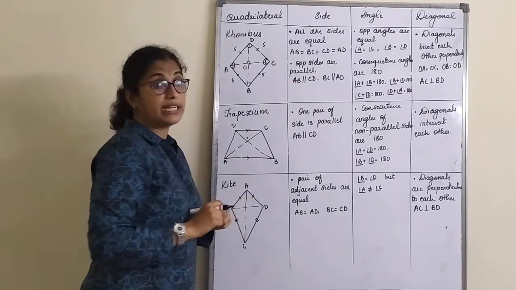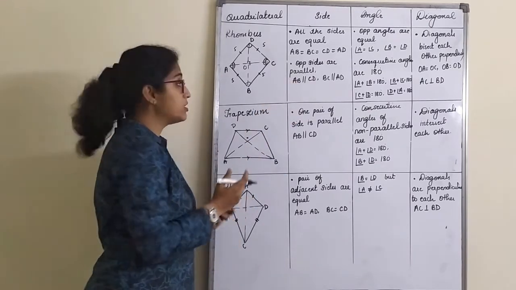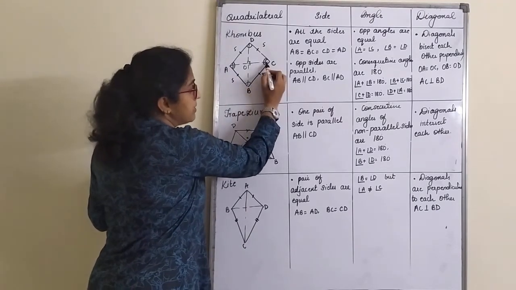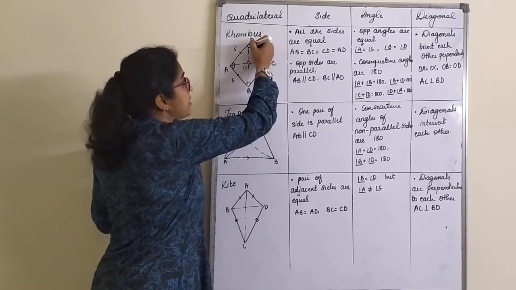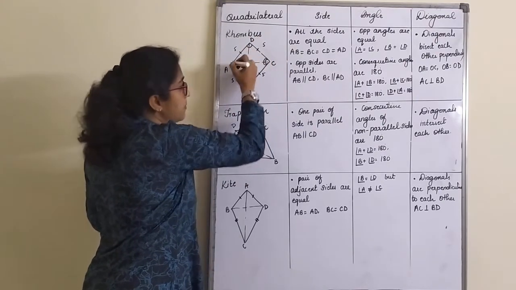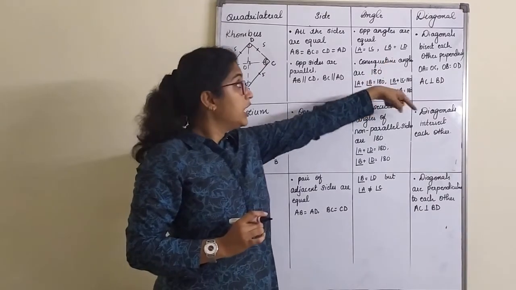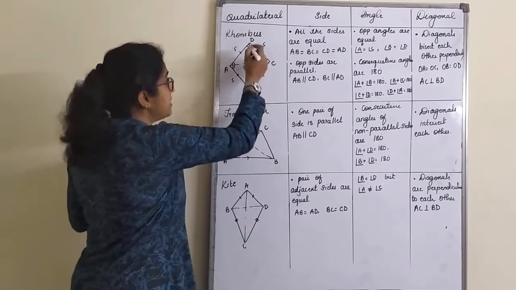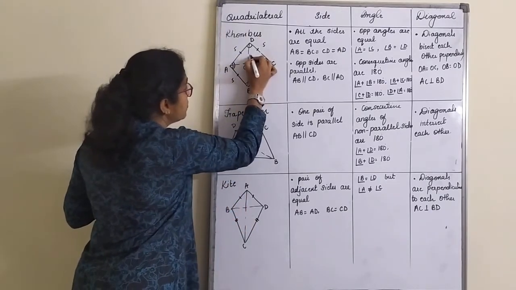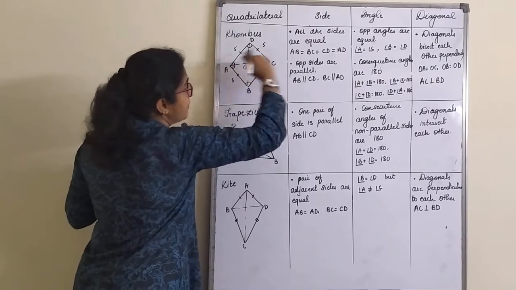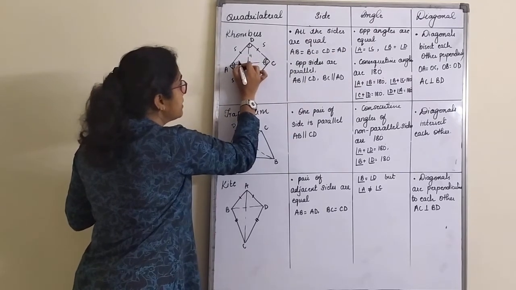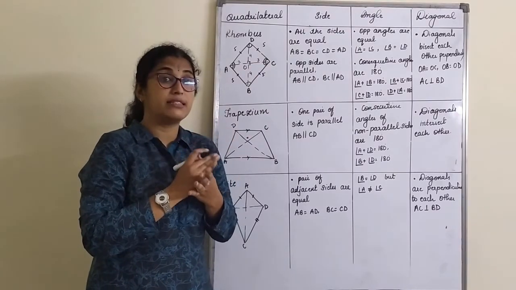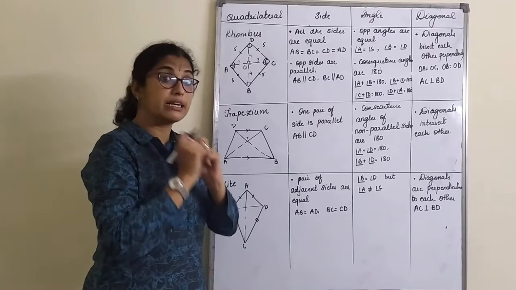Consecutive angles are 180. We know what consecutive angles are? Adjacent angles. Angle A plus B is equal to 180. Angle B plus C is equal to 180. Angle C plus D is equal to 180. And angle D plus A is equal to 180. Look at the diagonals. Diagonals bisect each other. That means if the diagonal is 8, this will be 4 and 4. If this diagonal is 6, it will be 3 and 3. They are not equal, they only bisect. Bisect in the sense, divide into equal parts, cut into equal parts.